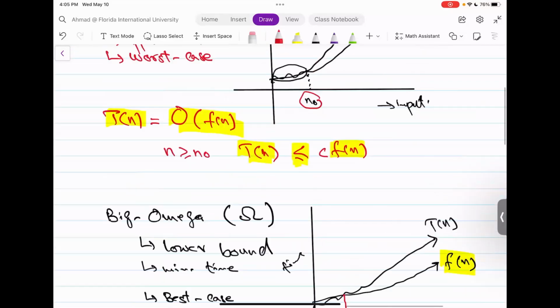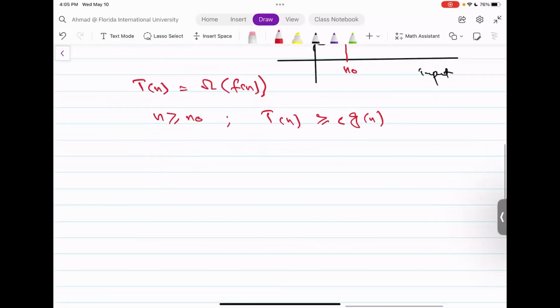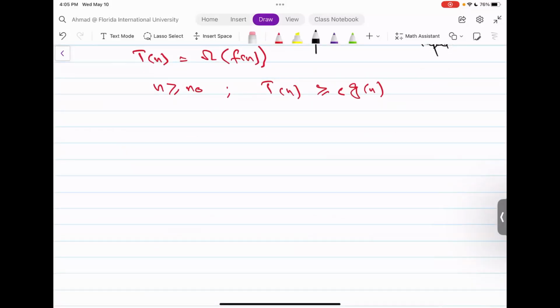All right. Whereas this one was the upper bound. Big O is the upper bound, big omega is the lower bound. Big O is the worst case, big omega is the best case. Okay, next, the third and last one, which is called big theta.